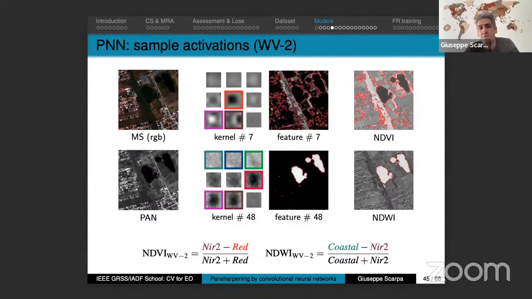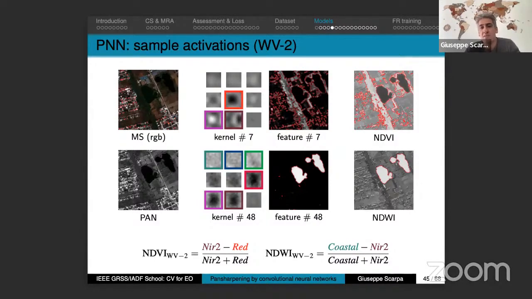Since in this case we are on WorldView 2 images that have 9 spectral bands, the kernel in the input layer is a cube, 9 by 9 by 9. So the kernel can be shown using 9 spectral slices. The colored frames help to associate the slice of the weights to the related spectral bands.